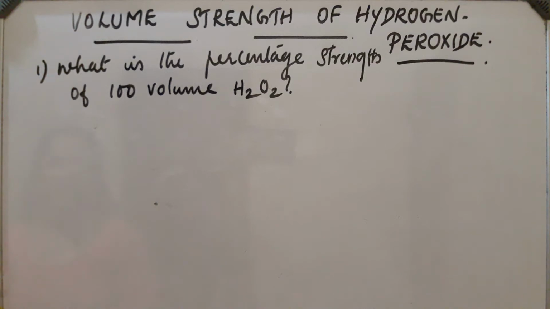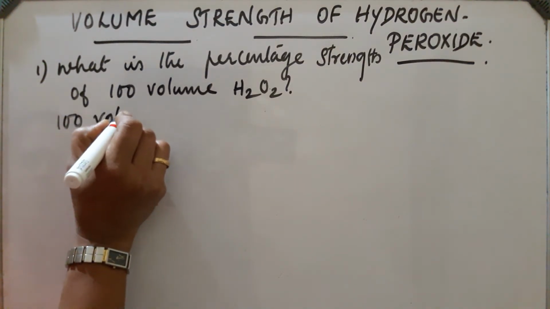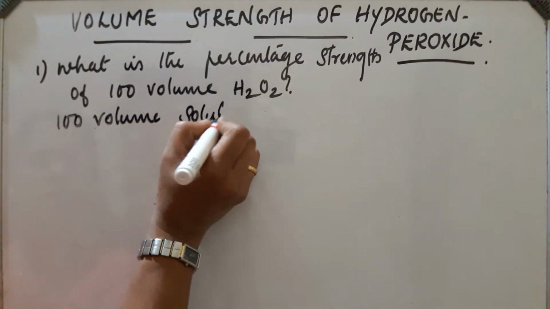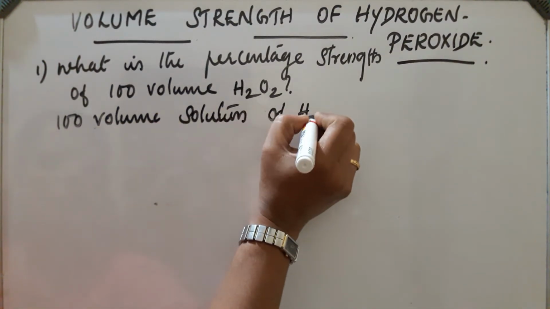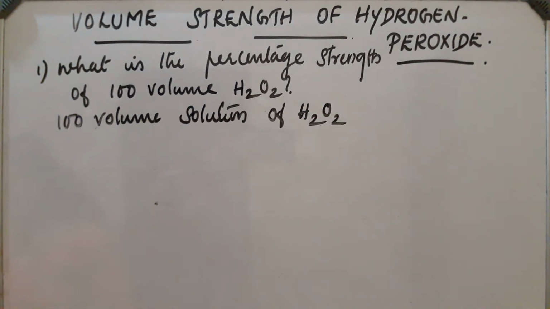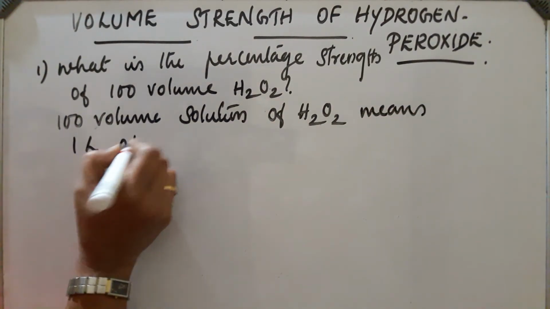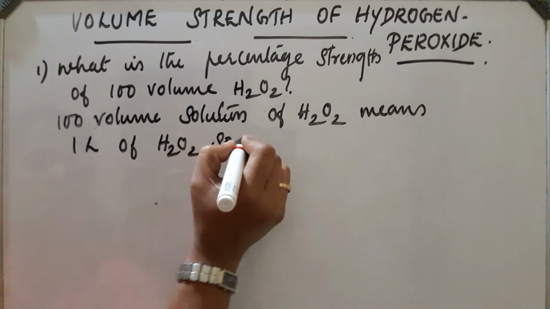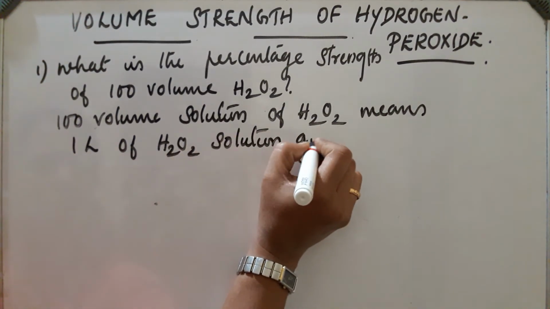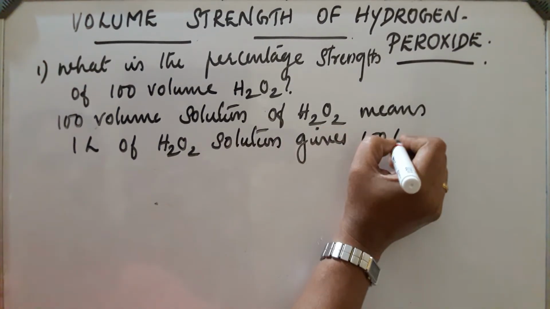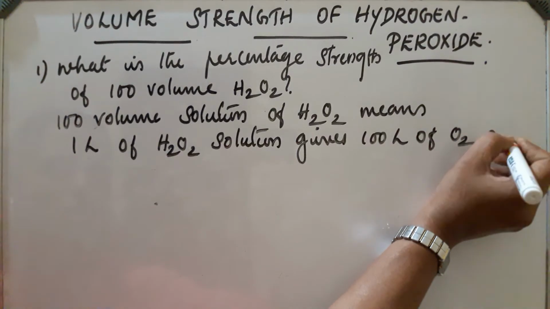So first problem: what is the percentage strength of 100 volume H2O2? 100 volume solution of H2O2 means 1 liter of H2O2 solution gives 100 liter of oxygen at STP.